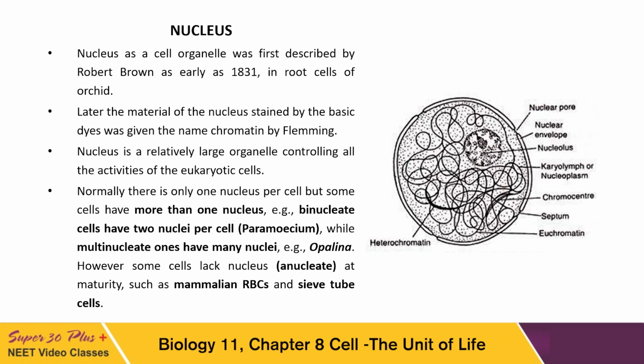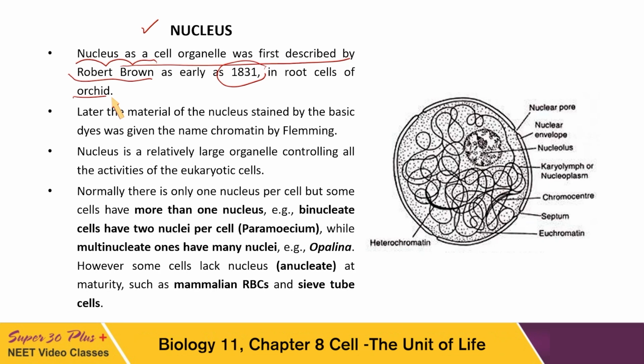Now we have to see an important organelle inside the cytoplasm, that is the nucleus. The nucleus as a cell organelle was first discovered by Robert Brown. You can remember the name Robert Brown, in 1831, in the root cells of orchid. Orchid is the plant. In the root cells of orchid, it was discovered.